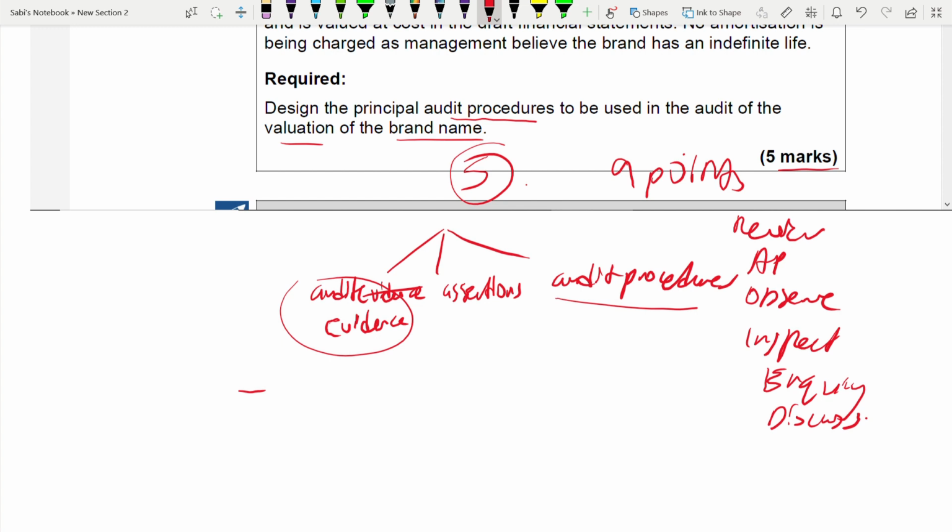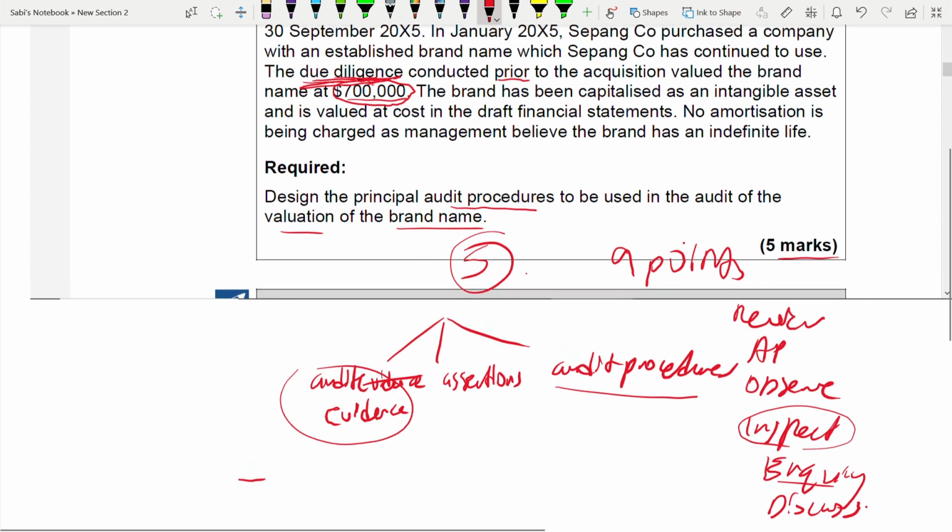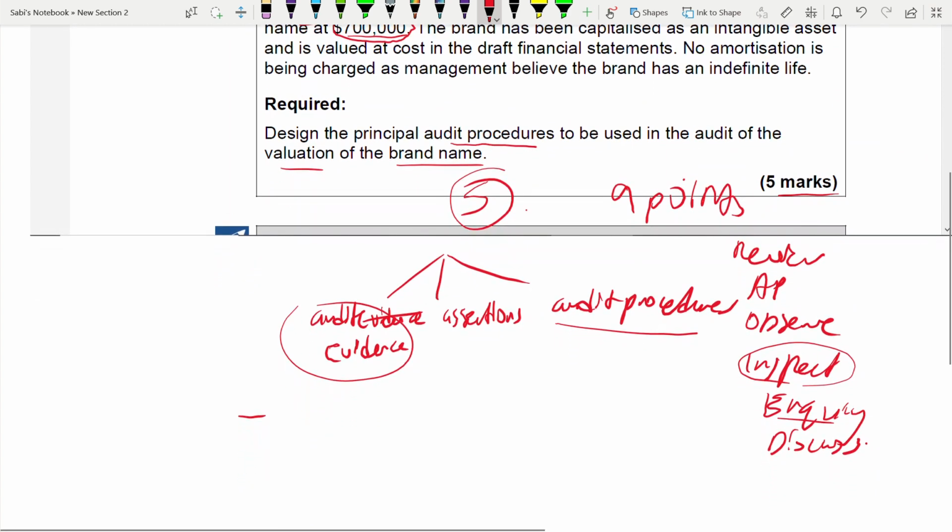Good thing is whenever it is something to do with documents, mostly it is inspect. Inquire is usually when you have to ask the manager something. You inquire of the management. But here, the valuation of the brand has nothing to do with the management because managers are not the ones who put a value to a brand. You understand? Now, analytical procedures are done to find ratios or trends like gross profit margin, net profit margin, return on capital employed, like that. Now you can review, because review comes after you have done a certain thing, to check the accuracy. You cannot observe. Observe is usually when you have to physically observe a process or something.